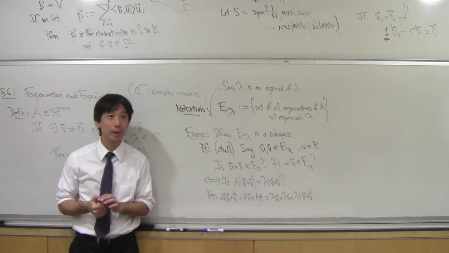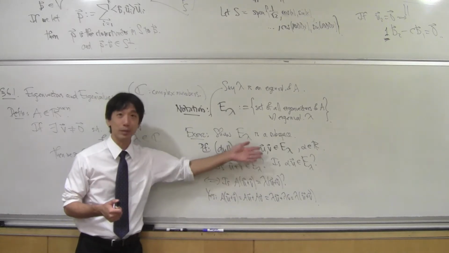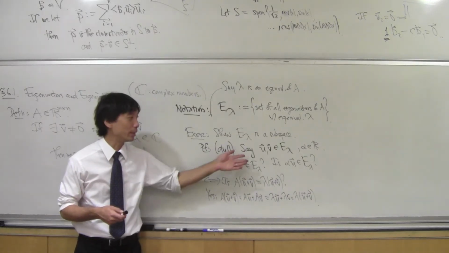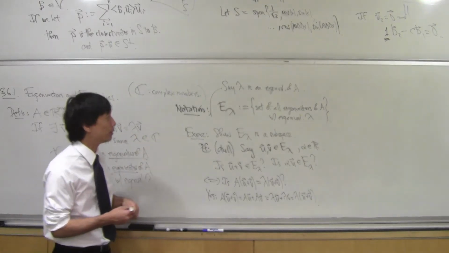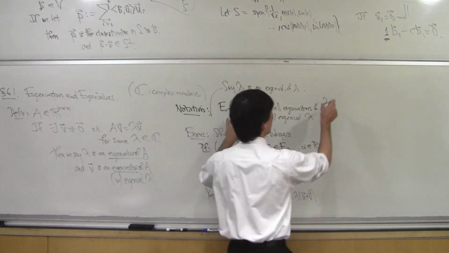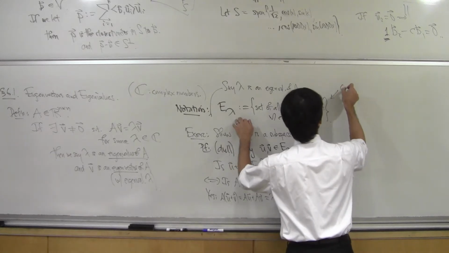Okay, everybody all right with that? Okay, and then the second one, you do exactly the same way. Is lambda u in there? Yeah, it is. Okay, so dull. So this thing is a subspace. We call this thing the eigenspace.